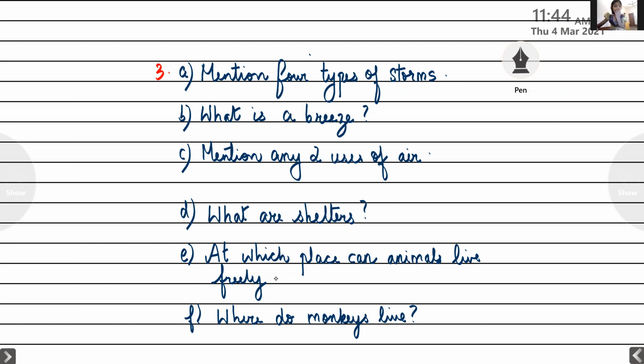Where do monkeys live? Trees. Please write in a sentence, okay? If you write only trees, I will give only half mark. The monkeys live in trees. Okay, fine.